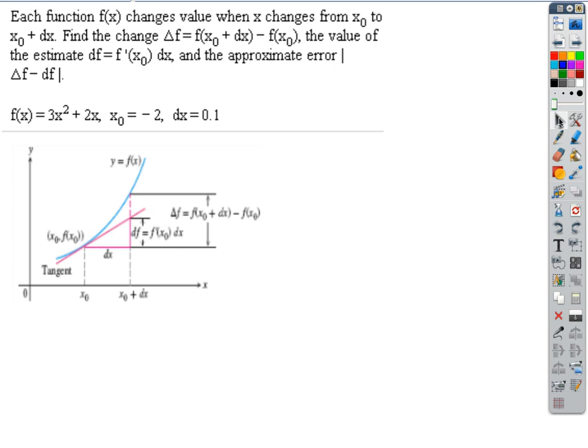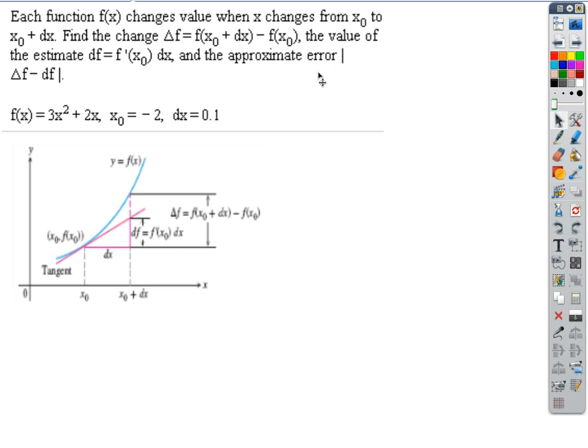So that's just going to be the derivative of the function times dx. To find out the error in using our approximation, all we have to do is take the difference between the actual answer and what we predicted. So it tells you how to do it: you're just going to take the absolute value of delta f, the real change in the function, minus the approximate change in the function. That's all they want.